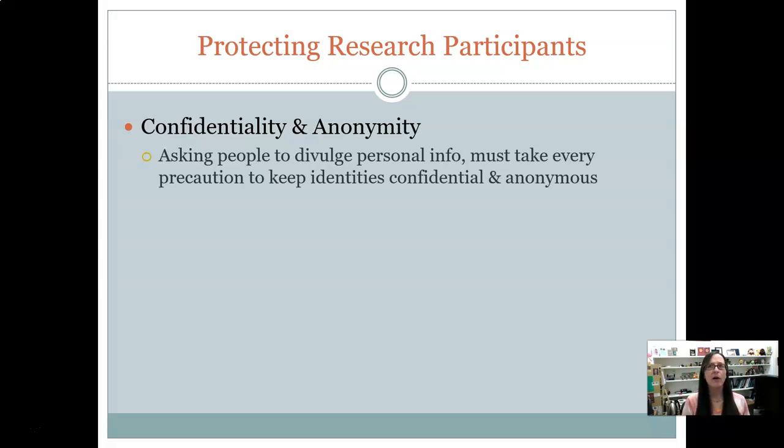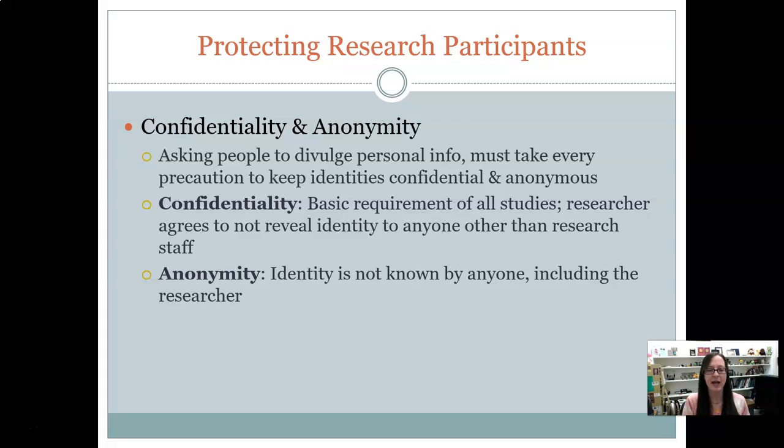Because if you are asking these people to give you personal information, to what are probably perfect strangers, you have to ensure that you're going to protect that information that they're giving you. And so, the difference between confidentiality and anonymity: confidentiality is kind of like the basic. That's like, at least you want to be able to provide confidentiality.